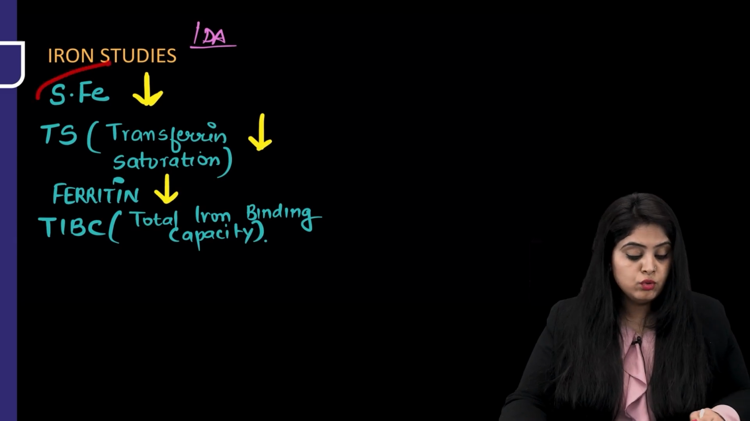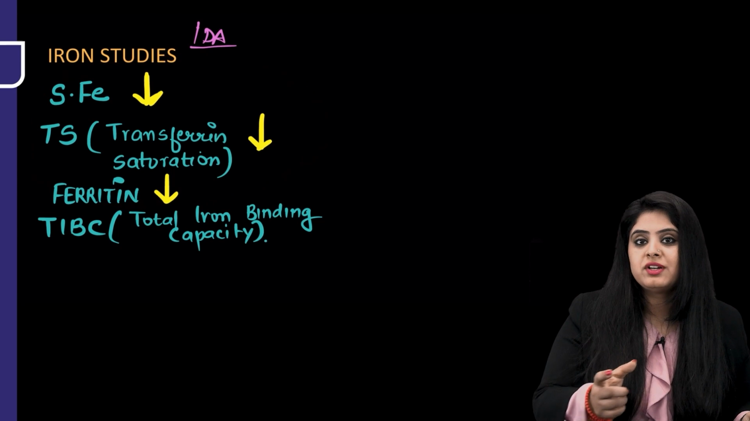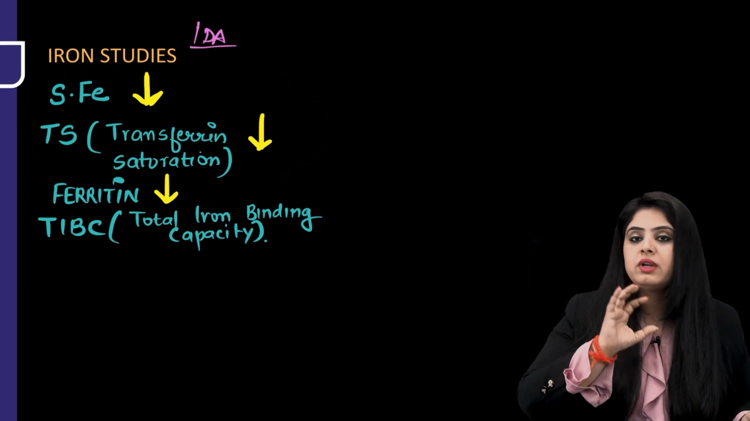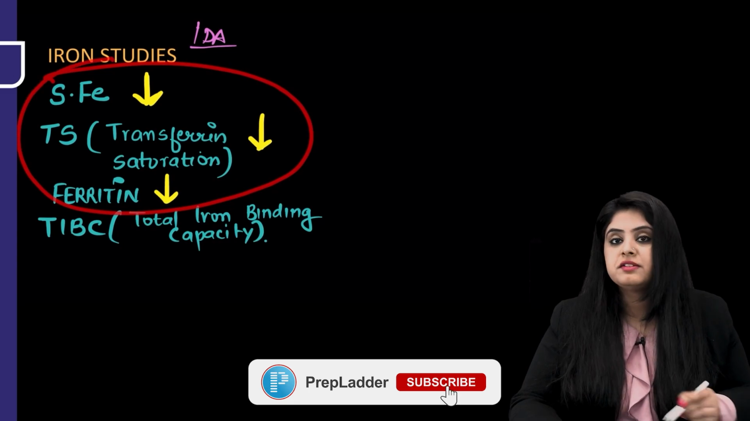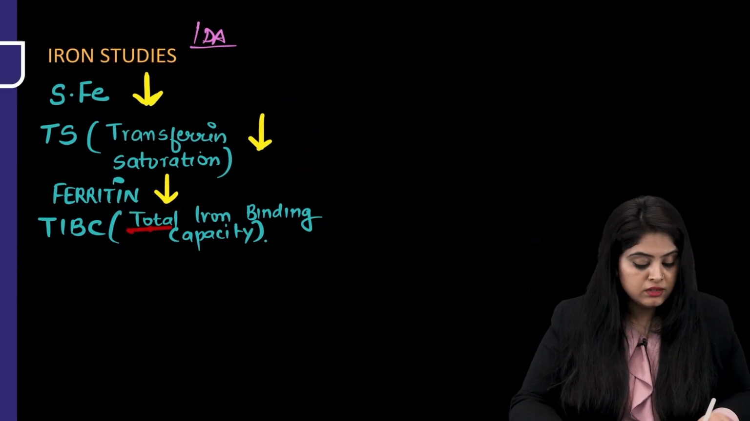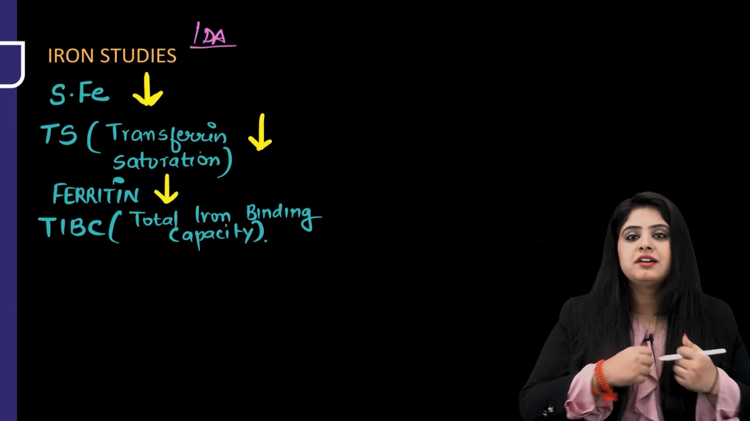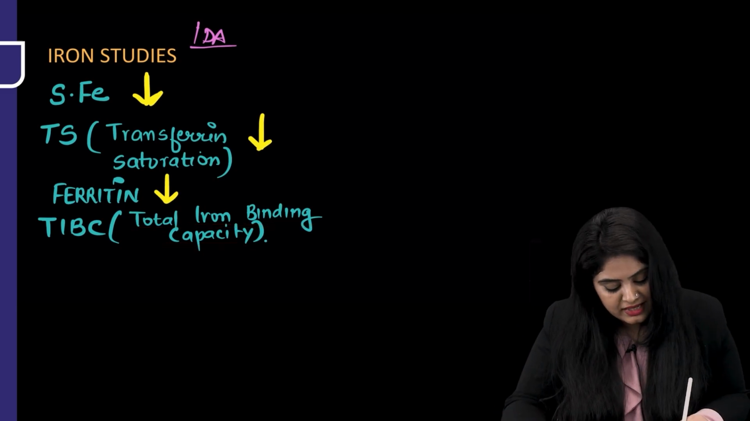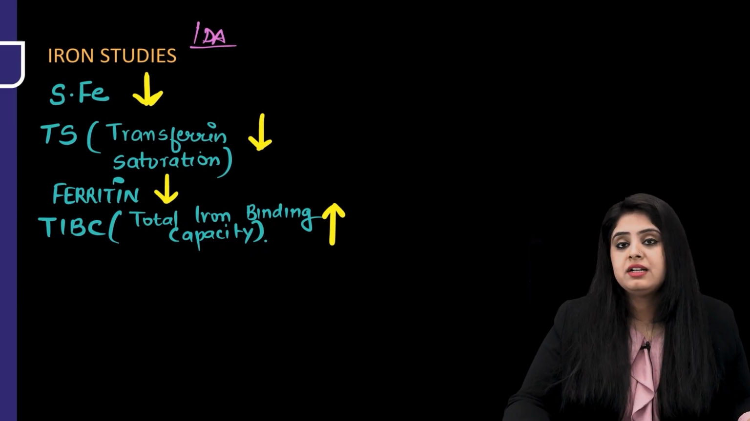Now, when you have no food in your system, and even if I give you one piece of chocolate or one toffee, you are going to grab onto it and eat it. When you have no iron in your system, what do you think is your hunger? Total iron binding capacity. You will say, ma'am, my hunger is 100%. So the only thing that has increased is TIBC. The total iron binding capacity is a lot.